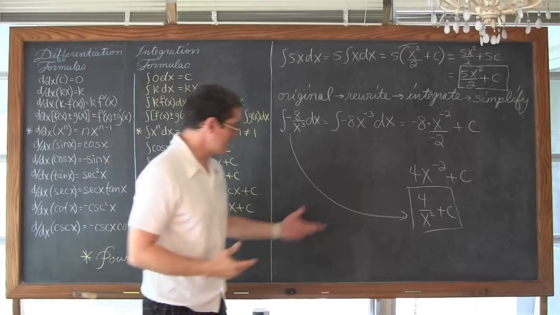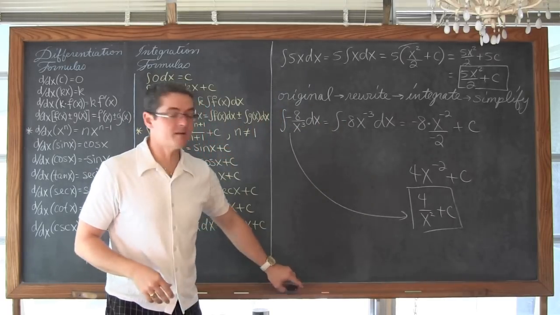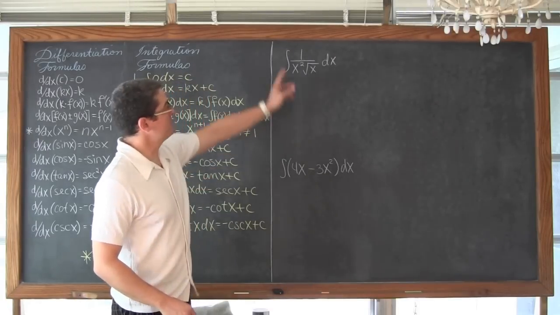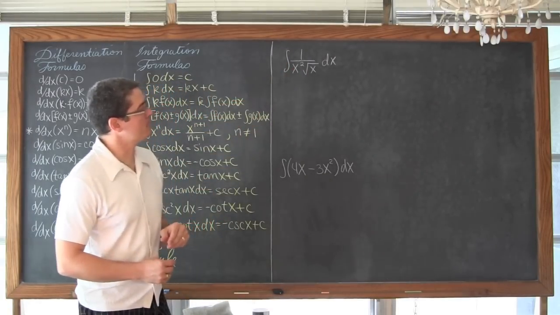And I took up a lot of space here, plus my next example is not on the board, so I'll be right back. In our next example, we want to find the antiderivative of 1 over x squared times the square root of x.